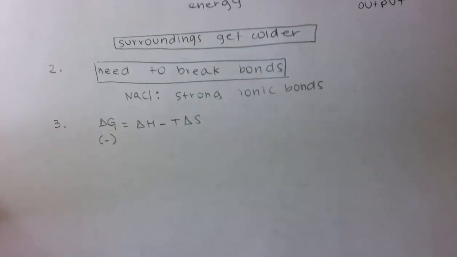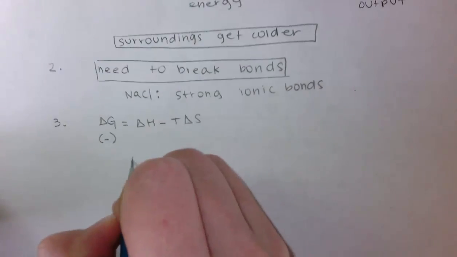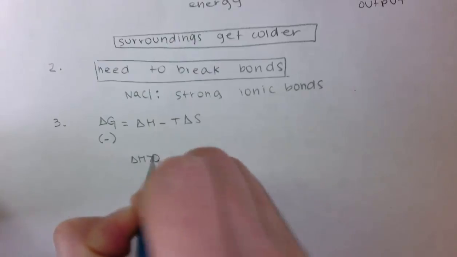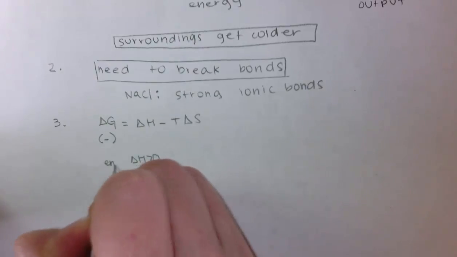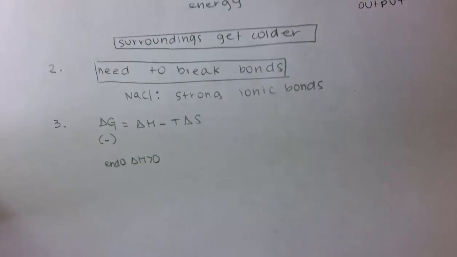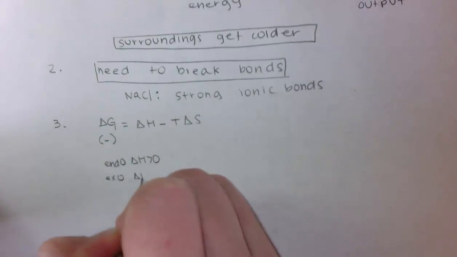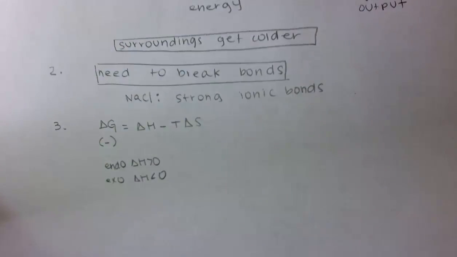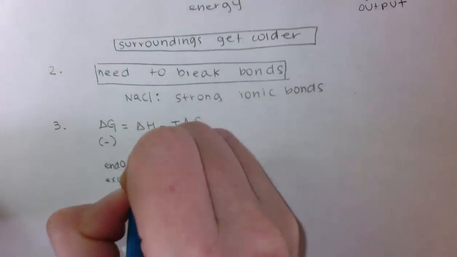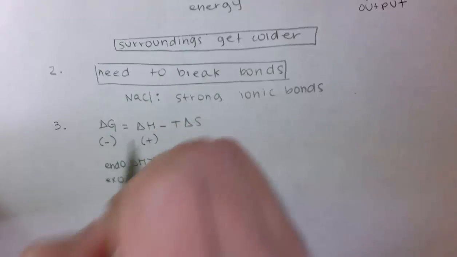And we know our sign of delta H because we're told that we have an endothermic reaction. So if you recall, delta H is positive for an endothermic reaction because we're drawing in more energy. And for an exothermic reaction, delta H is less than 0 because we're releasing energy to our surroundings. So in our case, delta H is positive.